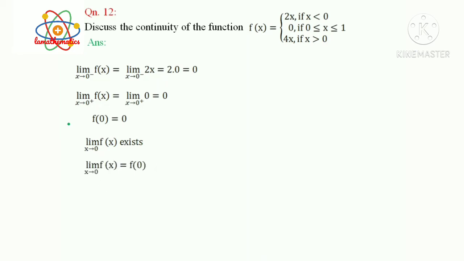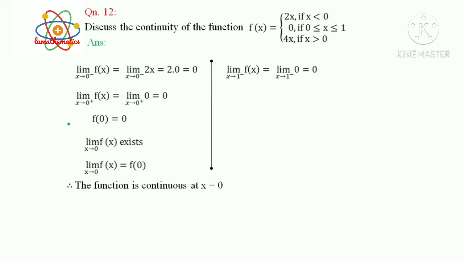Limit x tends to 0, f of x equal to f of 0. Limit value equal to value of the function. Therefore, the function is continuous at x equal to 0. Limit x tends to 1 minus f of x equal to limit x tends to 1 minus 0 equal to 0. Here we substitute the value of f of x for x less than 1, that is 0.